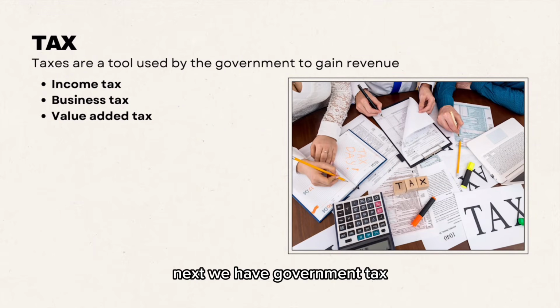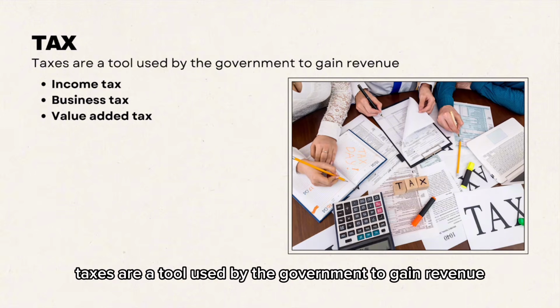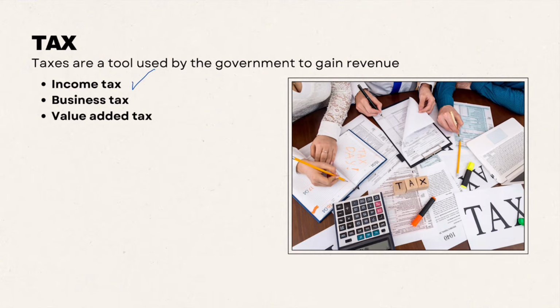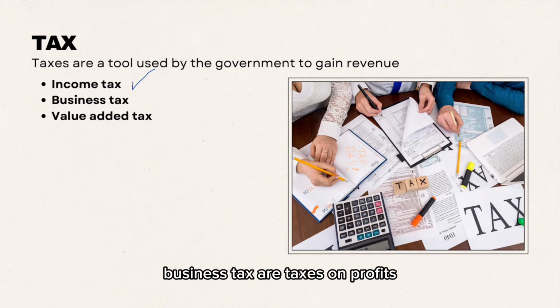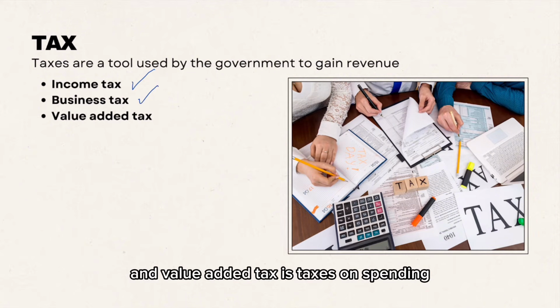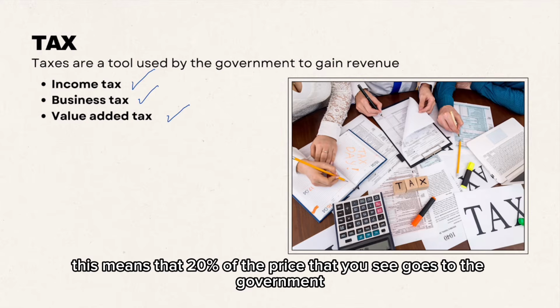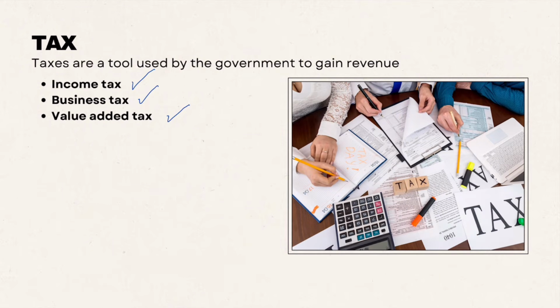Next, we have government tax. Taxes are a tool used by the government to gain revenue. This can be in the form of income tax. So an income tax is a tax on, you guessed it, income. So the more tax is on your income, the less you have to spend. Business tax are taxes on profits, and value-added tax is taxes on spending. So if you buy any good or service and it has a 20% value-added tax, this means that 20% of the price that you see goes to the government.